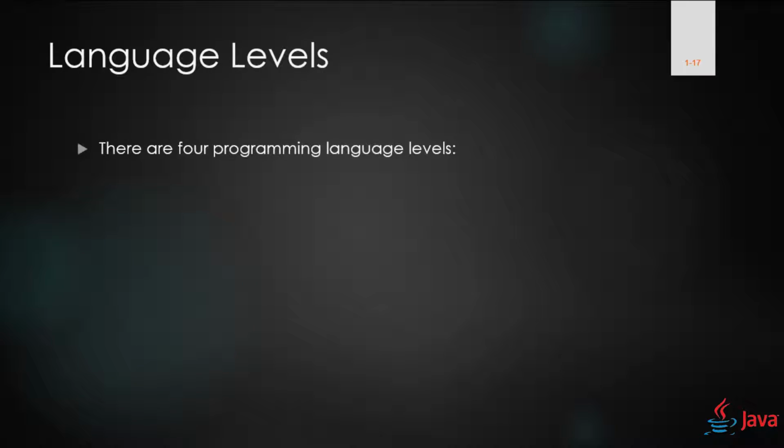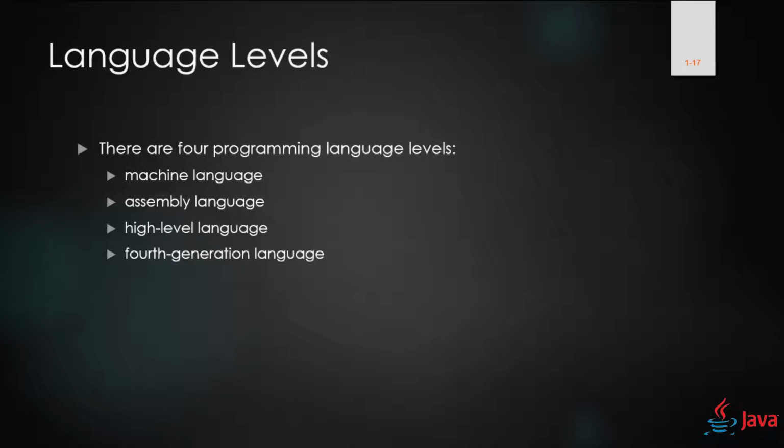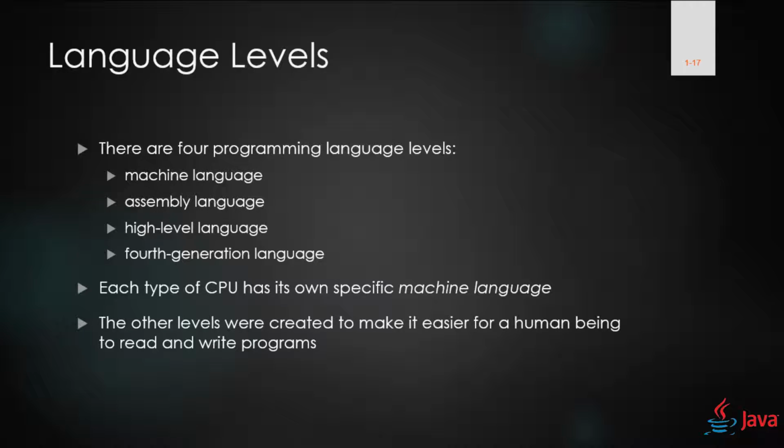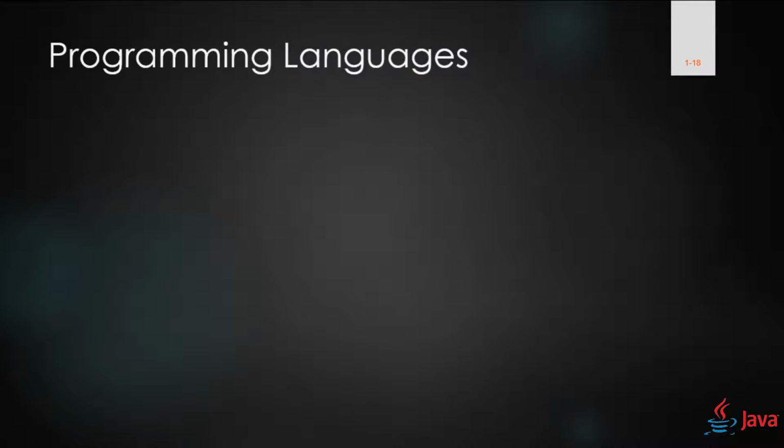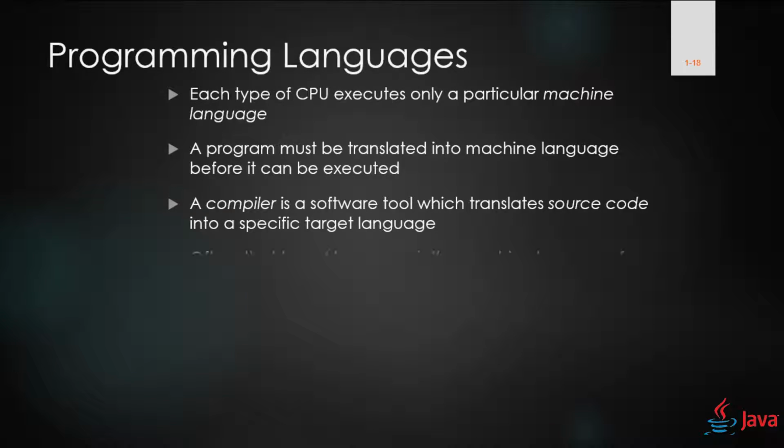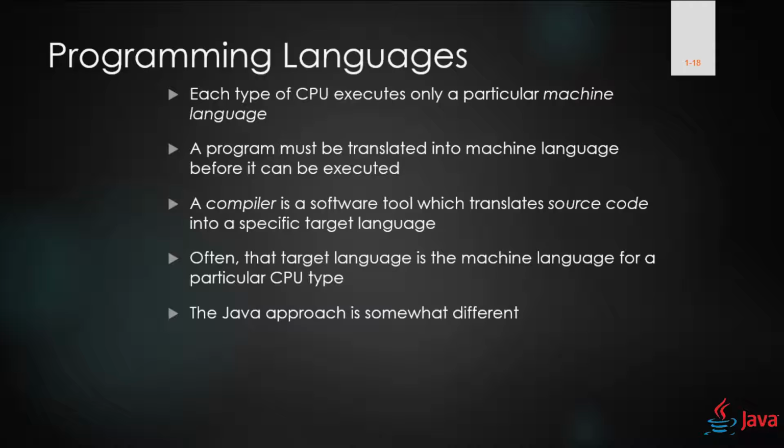Next up, we have language levels. There are 4 programming language levels: machine language, assembly language, high-level language, and 4th generation language. Each type of CPU has its own specific machine language. The other levels were created to make it easier for human beings to read and write programs. Like I discussed before, each type of CPU executes only a particular machine language. A program must be translated into machine language before it can be executed. A compiler is a software tool which translates source code into a specific target language. Often that target language is the machine language for a particular CPU type.